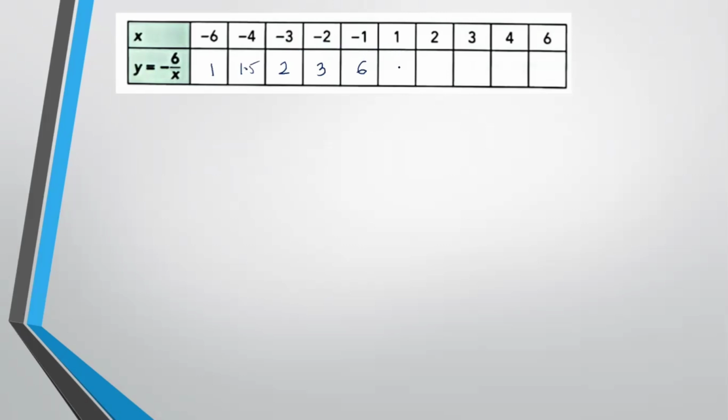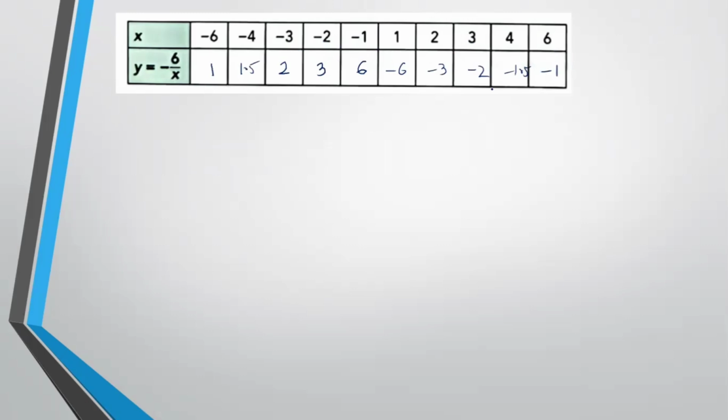Minus 6 upon 1 is minus 6. Minus 6 upon 2 is going to be minus 3. Minus 6 upon 3 is going to be minus 2. Minus 6 upon 4 is going to be minus 1.5. And minus 6 upon 6 is going to be minus 1.